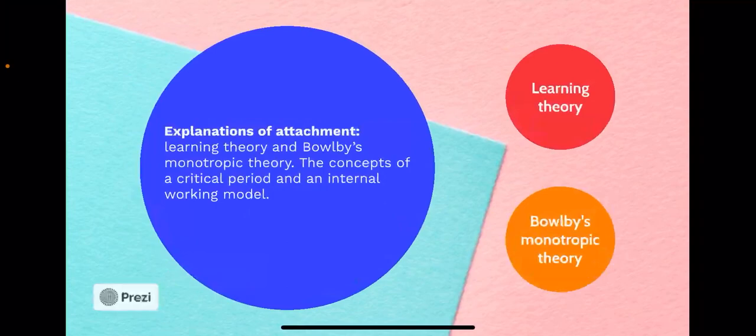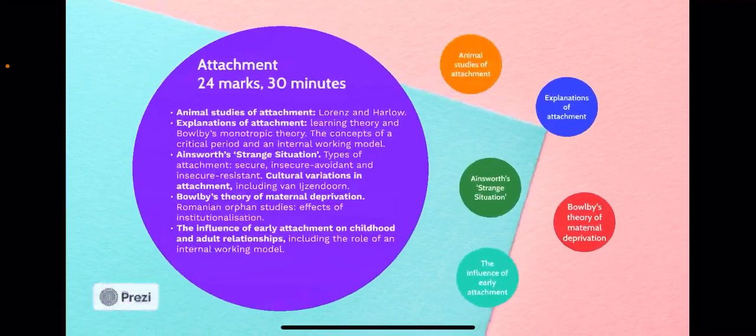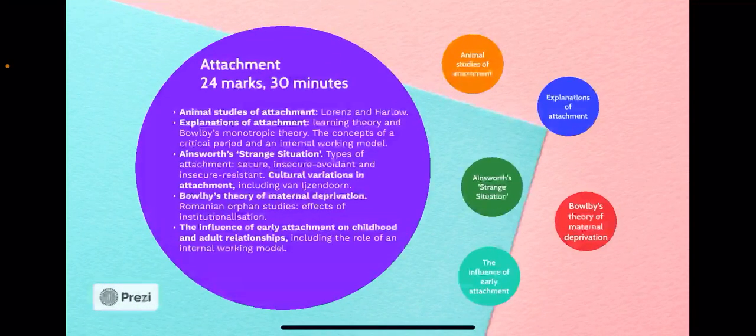A key thing with regards to learning theory, when you're talking about classical and operant conditioning, make sure you don't get it muddled up with the learning approach, because if you talk about Pavlov's dogs or Skinner's rats, then you're automatically getting no marks whatsoever. So make sure there's a clear distinction between learning theory in attachment and the learning approach. Make sure you have those two things separate in your mind, and you're aware that when it's attachment, you're talking about food and caregivers. Okay, so those are the explanations of attachment, and next we'll have a look at Ainsworth's strange situation.